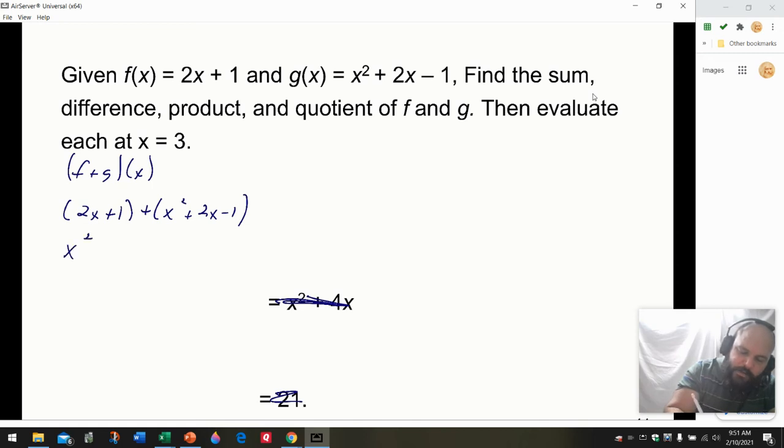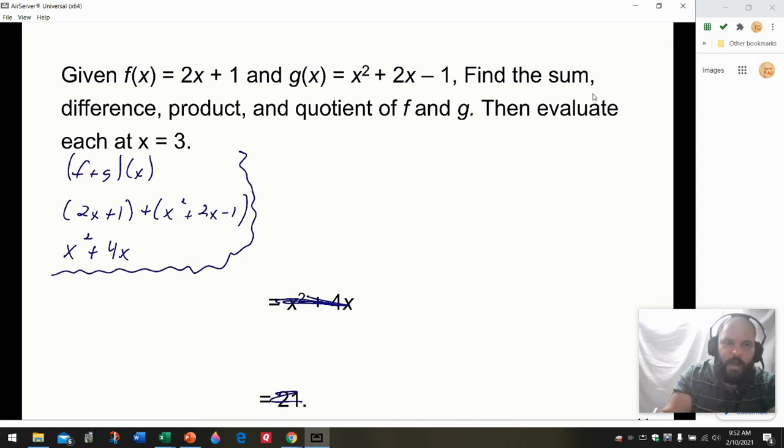So the x squared is a standalone, and we have 2x plus 2x, which is 4x, and then 1 plus negative 1, which is 0. So there's our final answer for the sum. It's just x squared plus 4x.